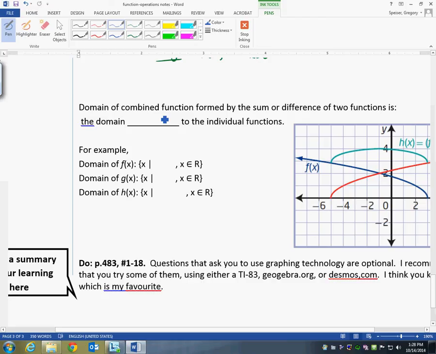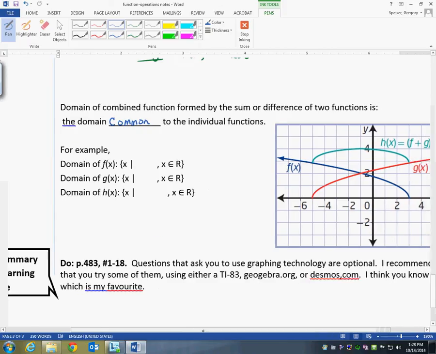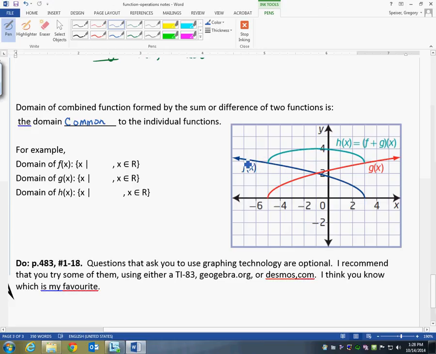The domain of combined functions: the domain of a combined function formed by the sum or difference of 2 functions is the domain, and the answer is common to the individual functions. And here I have a picture to show this, because here f of x is the blue one, g of x is the red one, and h of x is the 2 added together. So this is the sum. So f of x, pardon me, the domain of f of x would be less than 3. So x is less than 3.